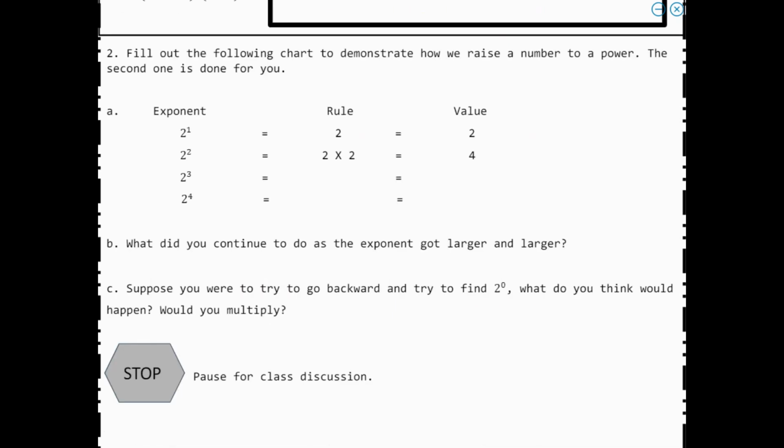Okay, did y'all happen to get down here and get this chart filled out? Take a few moments and fill it out really quick. Fill in these empty spots right here. Finish filling it out.